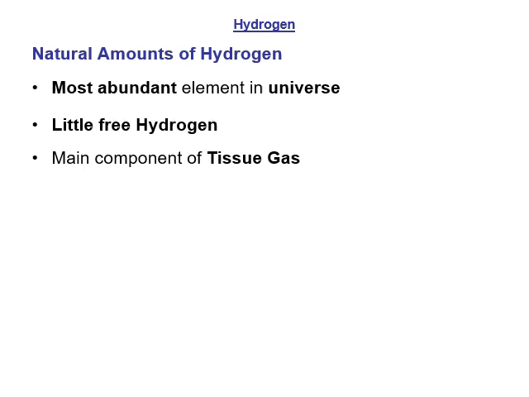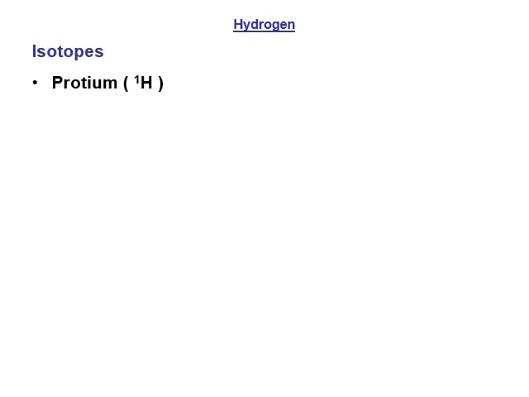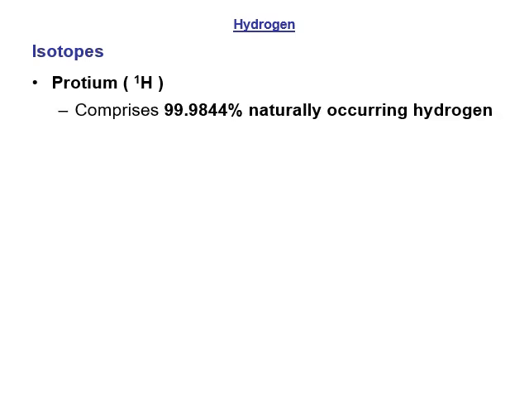Now, hydrogen has some isotopes that are kind of interesting. If you remember, an isotope is an atom that has more or less than the normal number of neutrons in it, so it's lighter or heavier, more mass or less mass. So the isotopes of hydrogen, one is protium. Protium is pretty much the normal hydrogen that floats around, comprising over 99% of the naturally occurring hydrogen. It's an interesting isotope in that its nucleus is only a proton. There are no neutrons in protium.